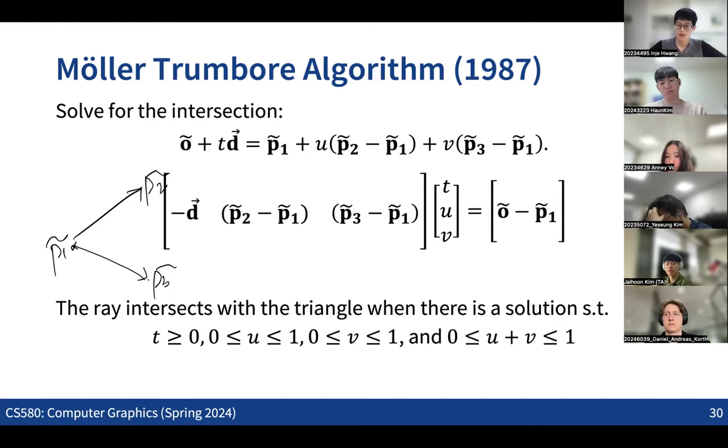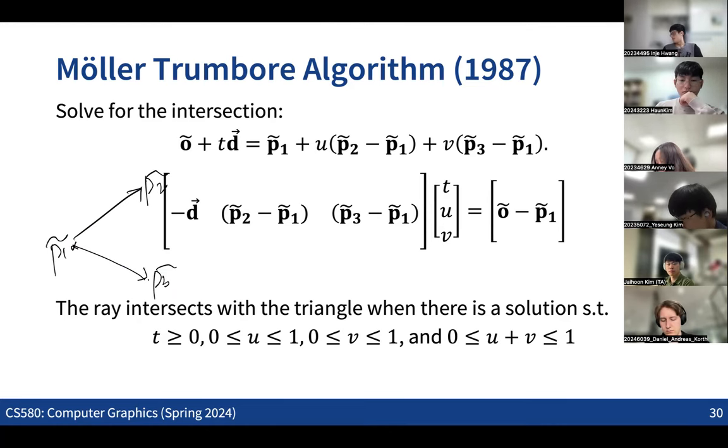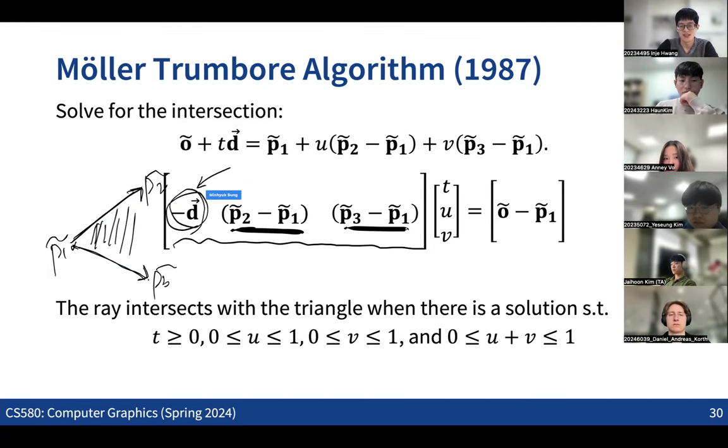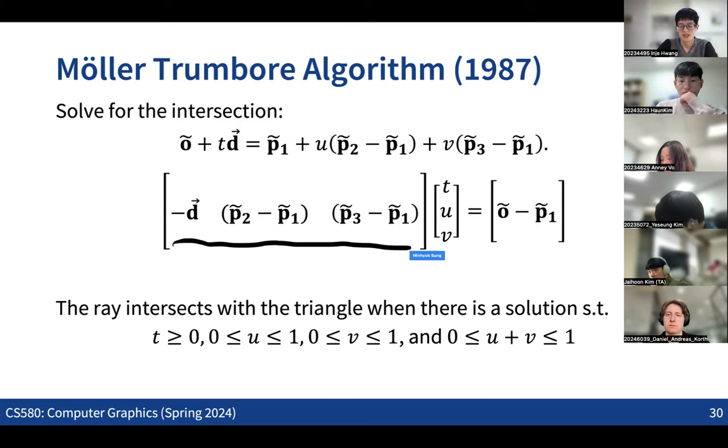There are multiple such cases, but one case might be that the triangle has zero area. That is an exception. But if we do not have such extreme cases and have a triangle with non-zero area, then these are the two vectors spanning the subspace, defining the plane that includes this triangle. If this matrix is not invertible, the direction of the ray is dependent on the subspace of the two vectors, which means the ray is parallel to the triangle's plane. When the ray is parallel to the plane, we cannot find the intersecting point. So there is no solution for that case.